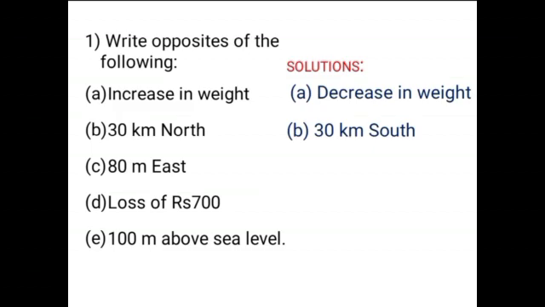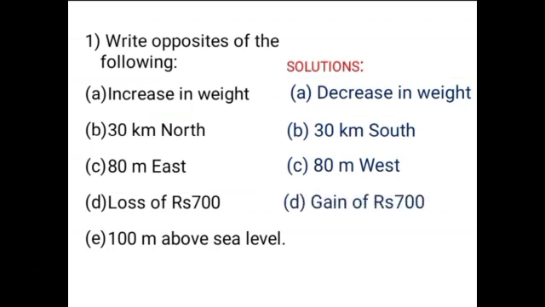80 meter east. The opposite of 80 meter east is 80 meter west. Loss of rupees 700. The opposite of loss is gain. Gain of rupees 700. 100 meter above sea level. Yes, 100 meter below sea level is the opposite.